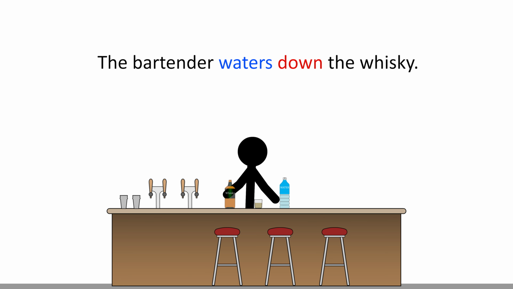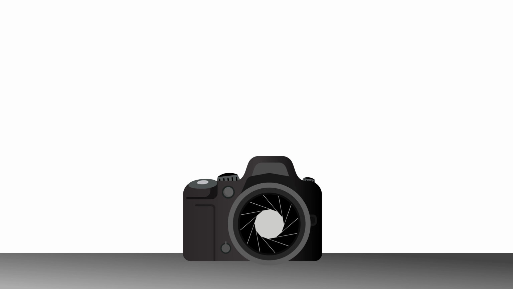All right, let's try one more. Now, if you're a photographer, you may be familiar with this one. Here, we reduce the aperture of the camera. The word aperture just means the size of the lens opening. So, to describe this, we can say, we stop down the camera.